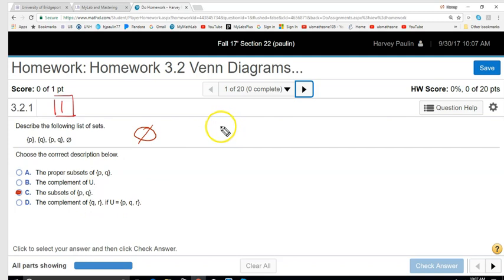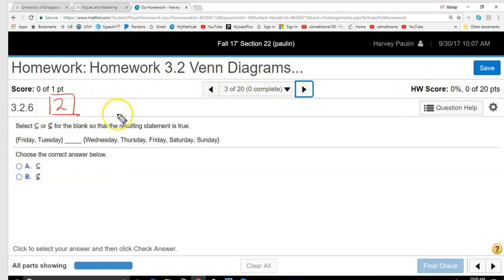So the rule for the number of subsets, as a little review, is 2 to the number of members or elements in the set. So there are 2 elements in the set, so this would be 2 to the second power. There would be 4 subsets, and here we see them listed. Okay, let's go on.